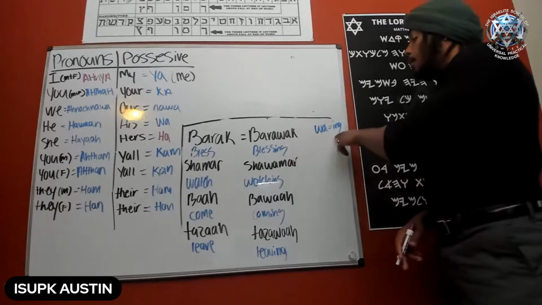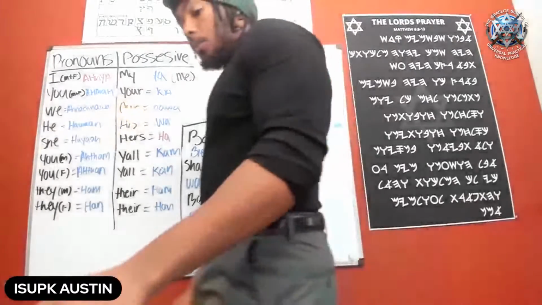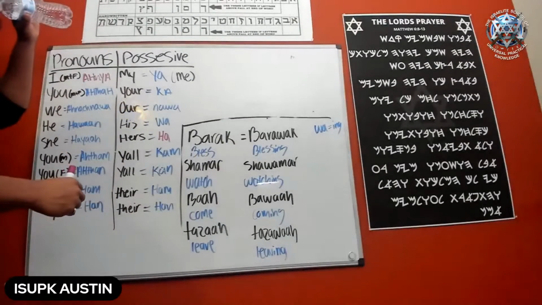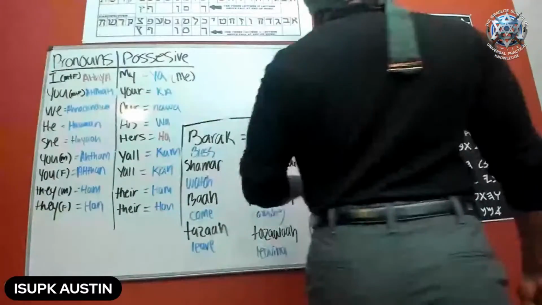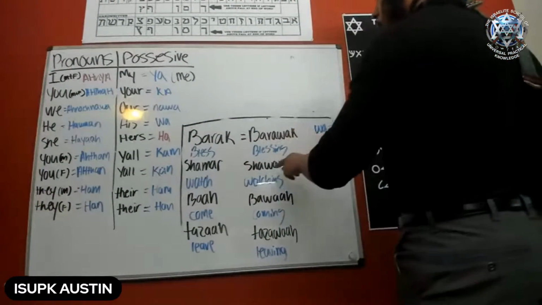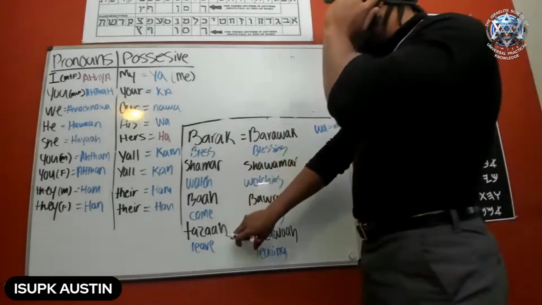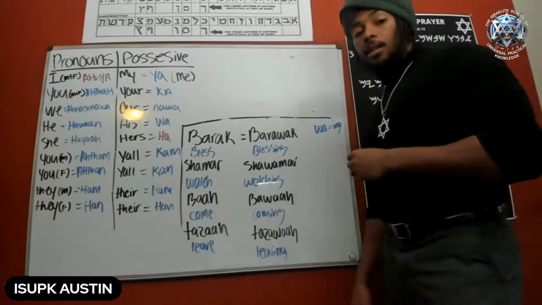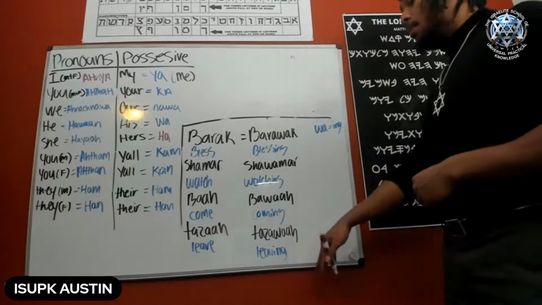Why? Because the wa, when you put wa in the middle of a word, it makes it, in English terms, like I added "ing" to it. That's what you do when you add wa in the middle. So for example, we have barawak, shawamar, bawa'ah, tazawa'ah, which was bless, watch, come, and leave. Now we have blessing. Now I'm blessing, watching, coming. Now I'm leaving. It makes it action.